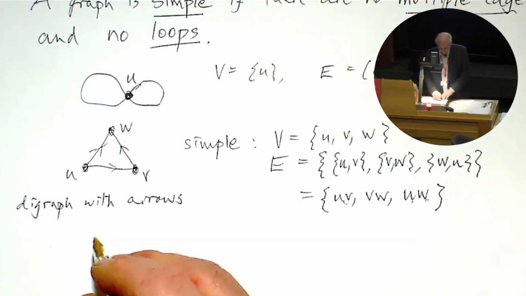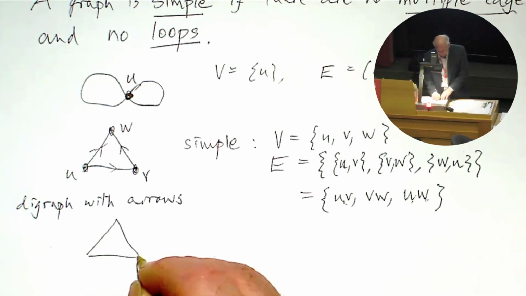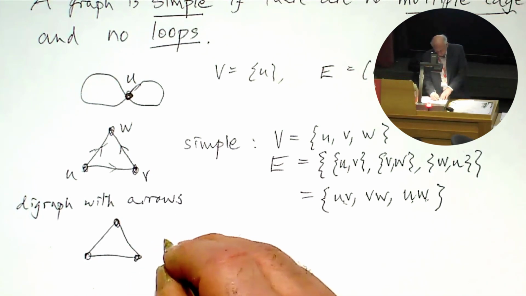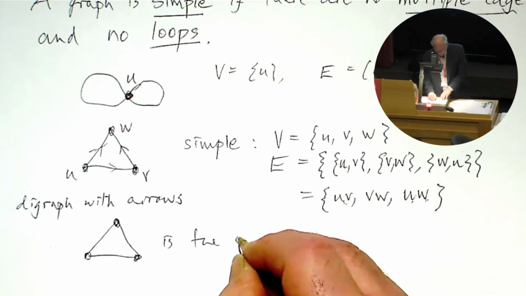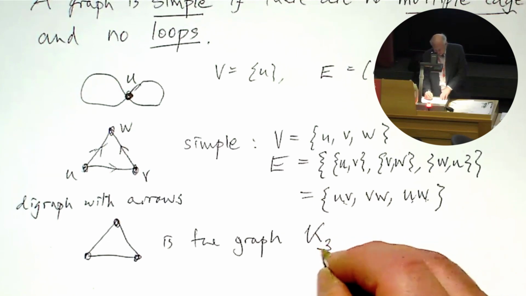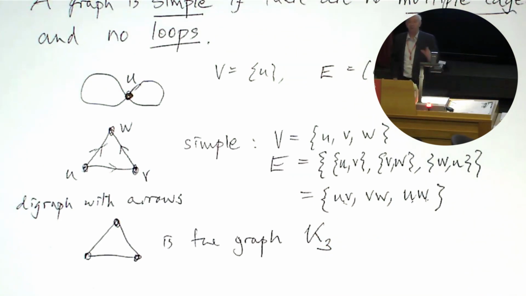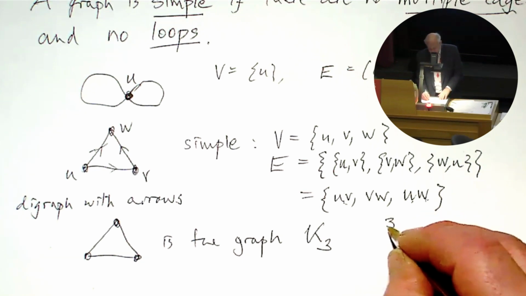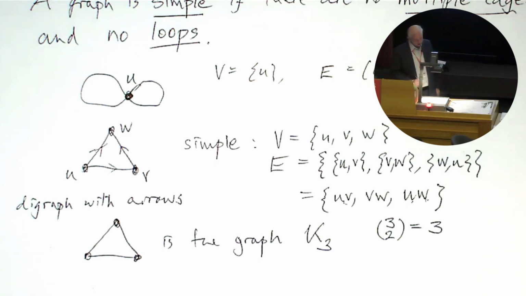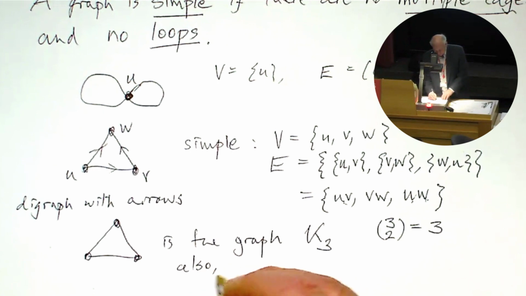But as an ordinary graph, better write it again without the arrows, this is also called a three-cycle. In fact, this is the graph called the complete graph on three vertices. So before I showed you K5, this is K3. Okay, because I've got three vertices and I've got all the edges between any pairs of vertices. If I choose 2 from 3, that's of course 3, and so I just have to leave one out. So that's why there are 3 edges. It's also called a three-cycle.